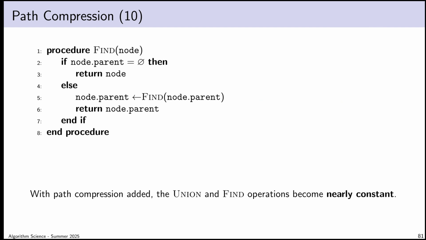So I've teased this already several times in the lecture, but when I use path compression, so when I add this find operation on top of the pseudocode we've already seen, the union and find operations become nearly constant. And you know me well enough to know that when I say nearly constant in a formal setting like this, I better be able to back it up.